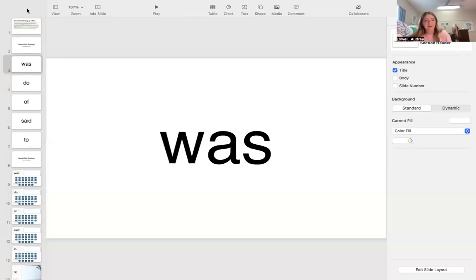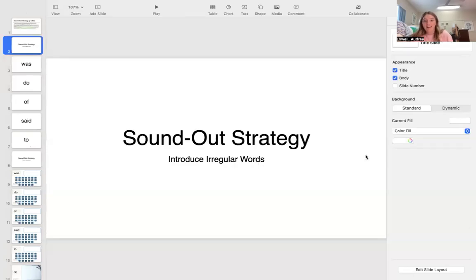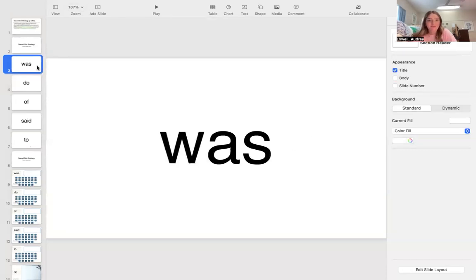Hi, today we are going to practice our irregular words using the sound out strategy. Let's start. This is a tricky word. The word is was. What's the word? Was.